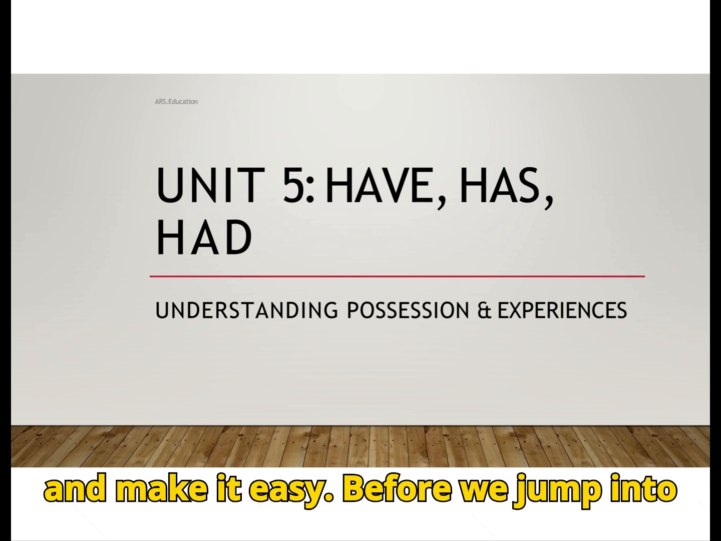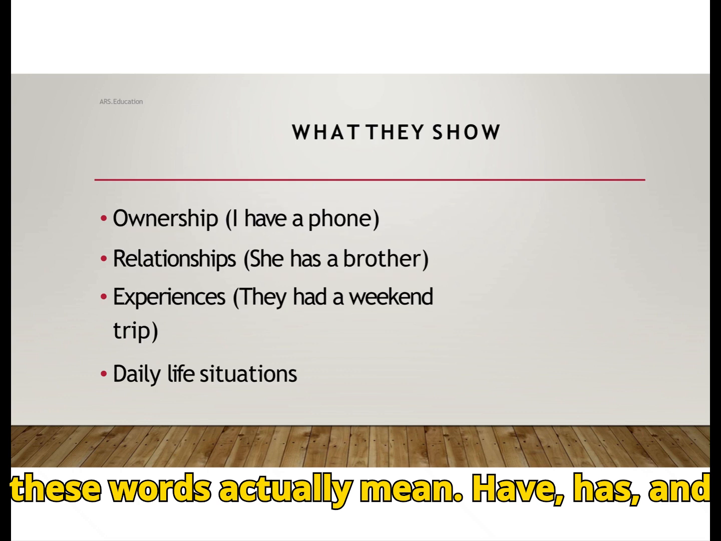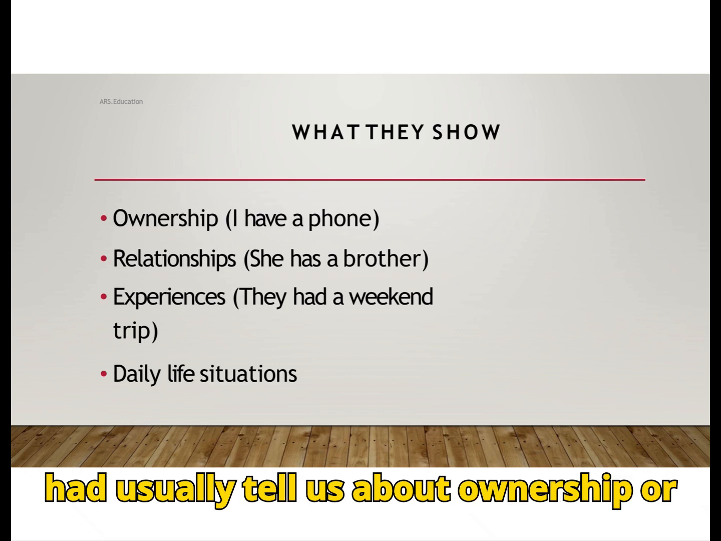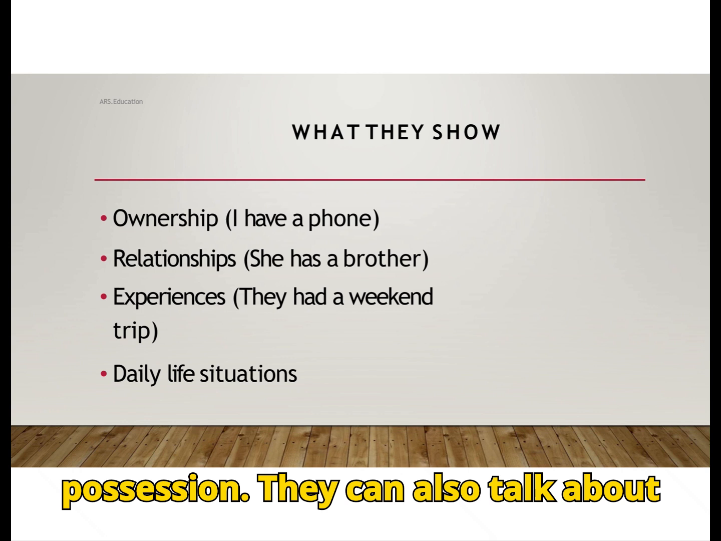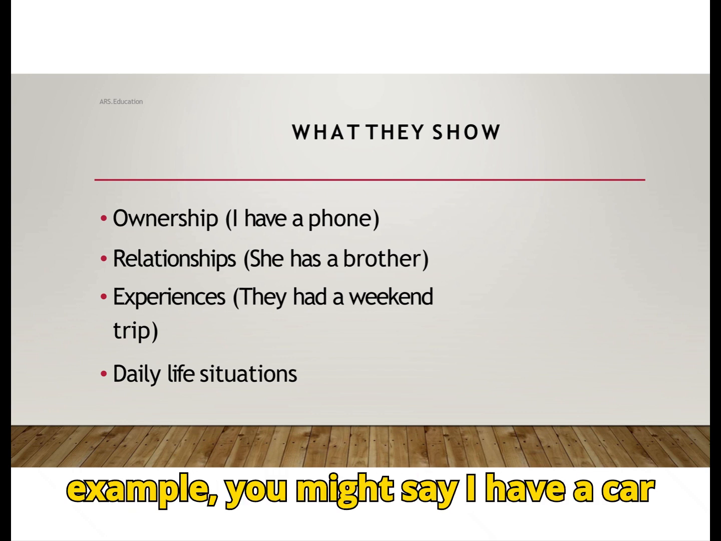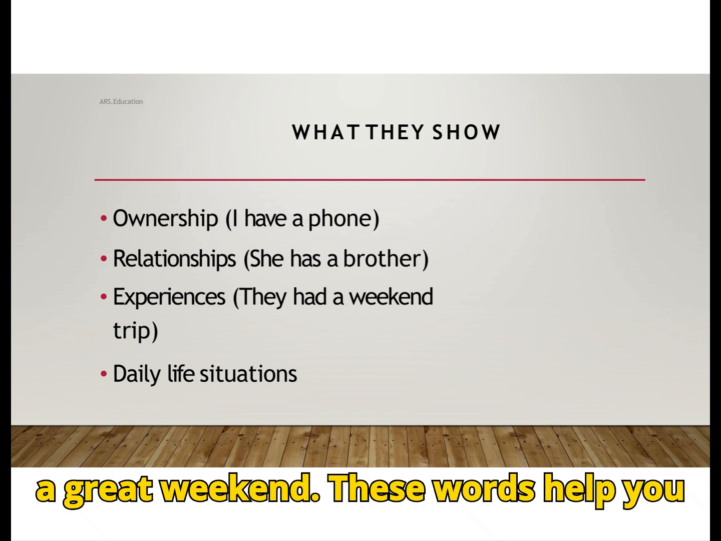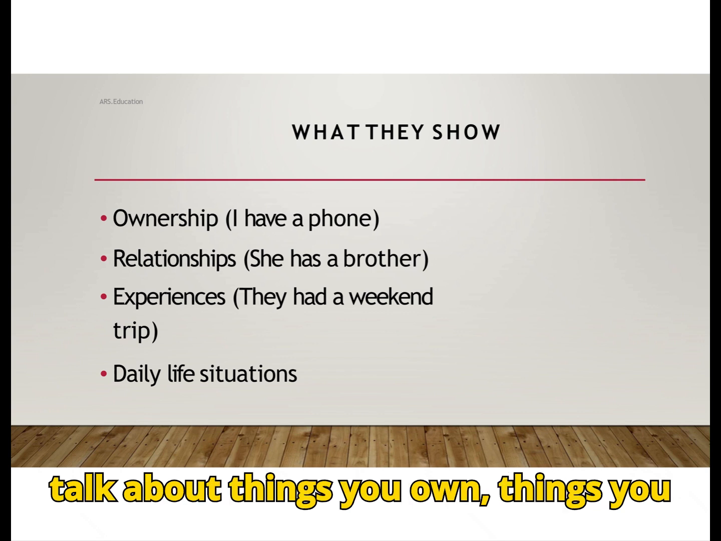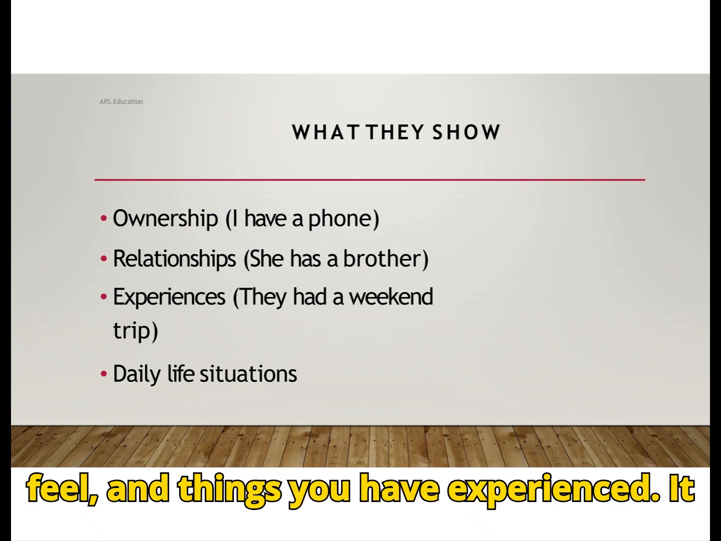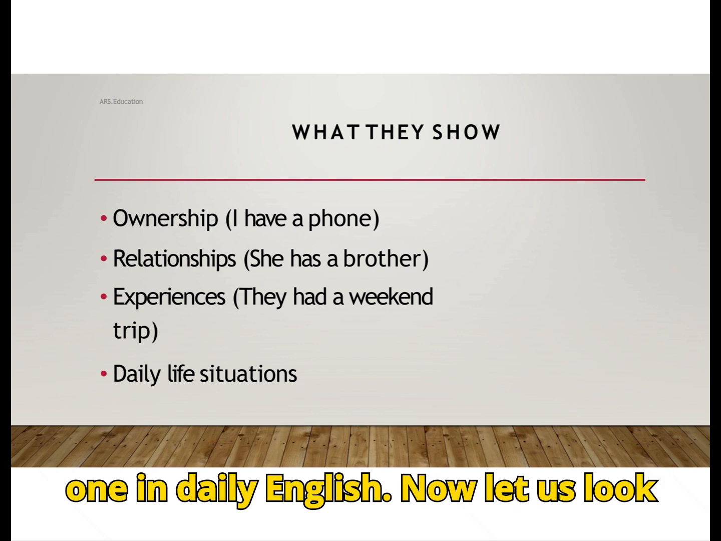Before we jump into the rules, let us first talk about what these words actually mean. Have, has, and had usually tell us about ownership or possession. They can also talk about experiences or relationships. For example, you might say I have a car, or she has two brothers, or they had a great weekend. These words help you talk about things you own, things you feel, and things you have experienced. It is a simple idea but a very important one in daily English.